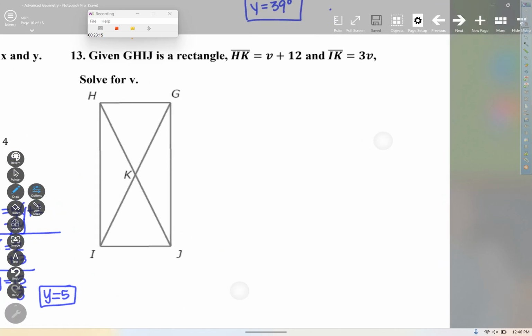Okay, moving on. Given that GHIJ is a rectangle, so it tells me it's a rectangle. H to K is v plus 12.